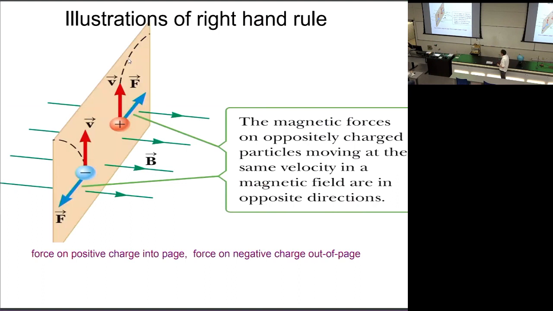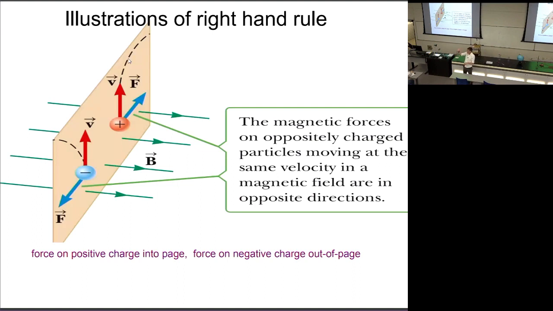Okay, a few practice cases. See if we can do these. This picture stresses the difference between positive and negative charges. I've got a field that's going from left to right. I've got a positively charged particle heading up, and a negatively charged particle heading upwards. The question is, what is the direction of the forces on these two upward-going charges, one plus and one minus, in this left-to-right field? Let's see if we can do this.